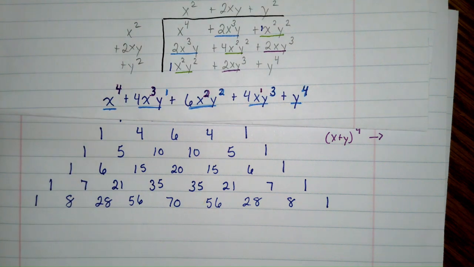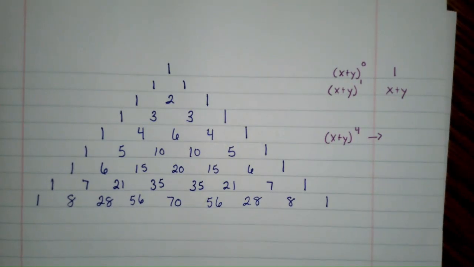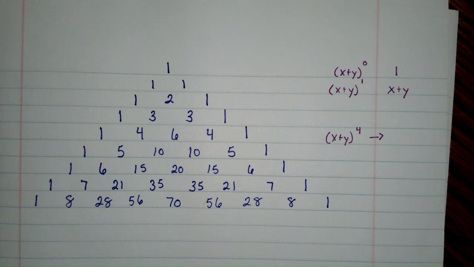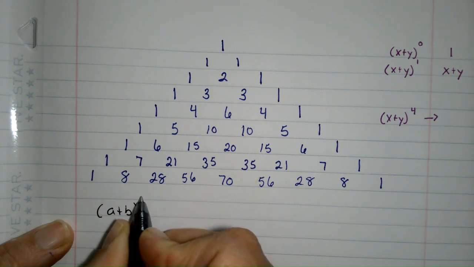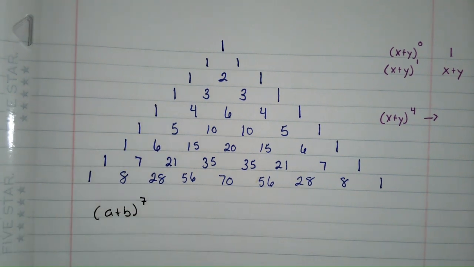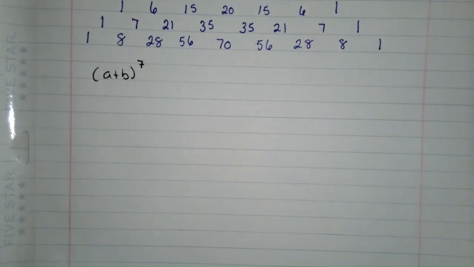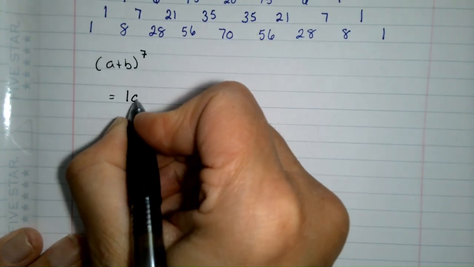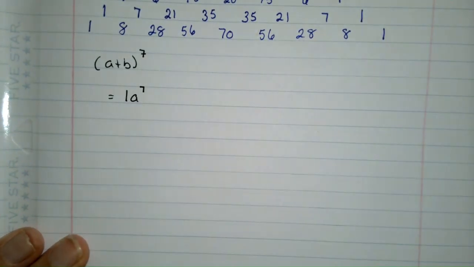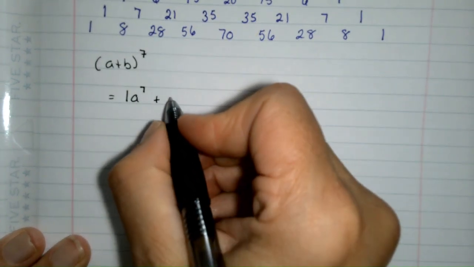Okay, so I said we were going to challenge you to do a plus b to the 7th power. But we're not actually going to do it. We're going to use Pascal's triangle because we don't want to do all that multiplying work. So there's our 7th row. So we know it's going to start off as 1a to the 7th. Plus, our next number is 7.